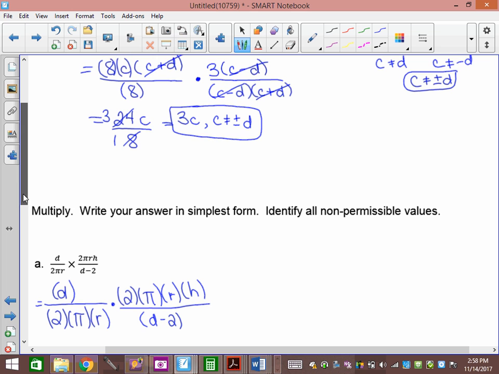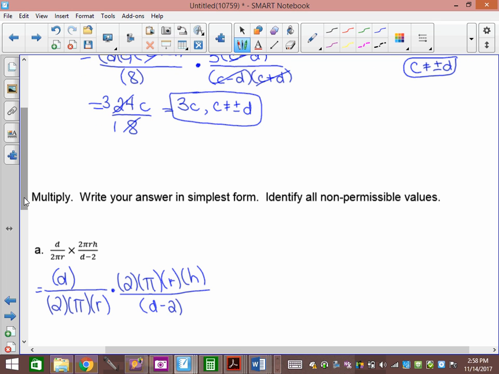So when we go to state NPVs, we look at just our denominator. Can 2 ever be 0? No, it's 2. Can pi ever be 0? No, pi is like 3.141. It's a crazy decimal, so an irrational number. Then what about r? r can't equal 0. So that's going to be one of our NPVs. And then what about the d minus 2? So d can't equal 2.